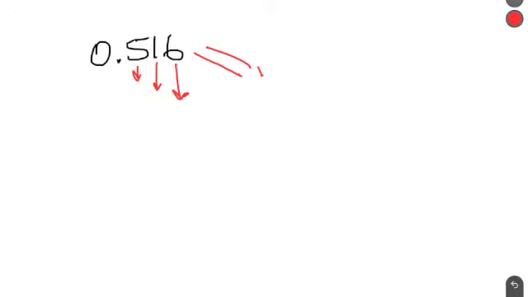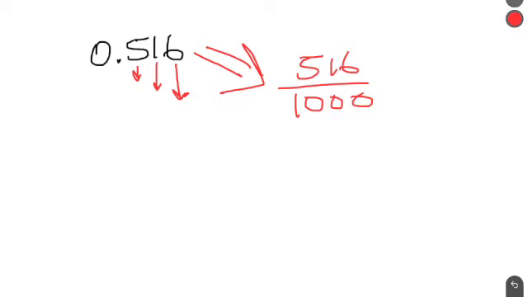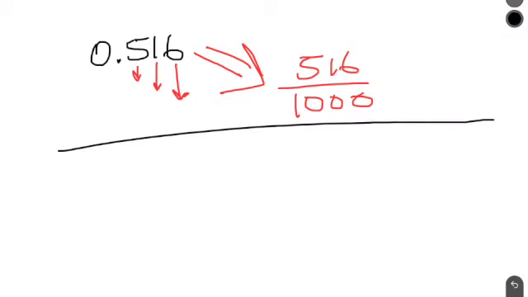Similarly, if we have a number such as 0.516, we can identify that this is the tenths place, this is the hundredths place, and this is the thousandths place. So this number then will be converted to 516 over 1,000. Okay, so this is a pattern that we're seeing. If we continue on, what if we look at this number, 0.50104? Okay, let's apply the same principle here.